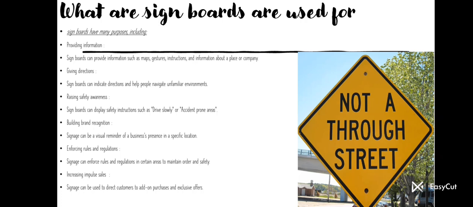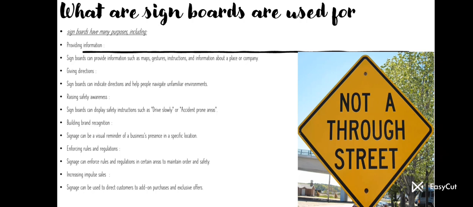Actually, this is important. What are signboards used for? Signboards have many purposes, including providing information. Signboards can provide information such as maps, gestures, instructions, and information about a place or company. Giving directions: signboards sometimes indicate directions and help people navigate unfamiliar environments such as forests and highways. Raising safety awareness: signboards can display safety instructions such as drive slowly or accident prone areas. With these signboards, it can help us for our safety.